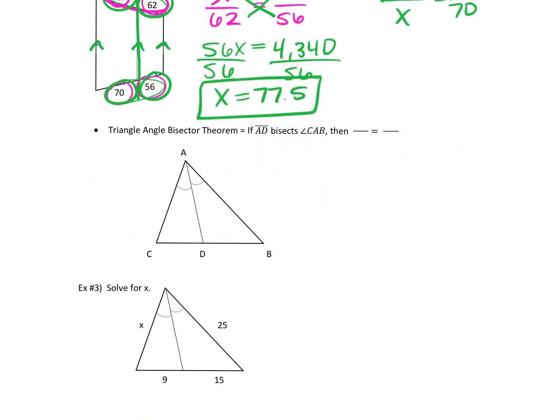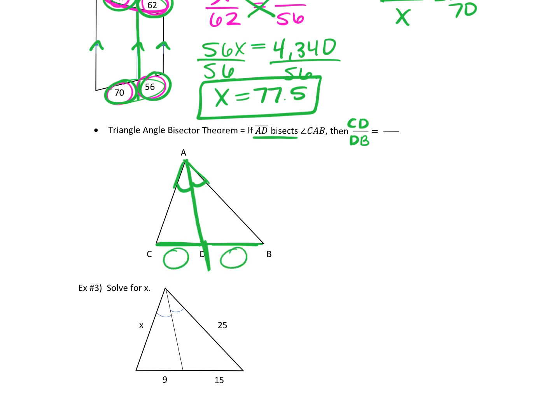And basically what it says is this: if AD, so if this segment here bisects, remember that's making two equal angles. Okay, so if it bisects this angle CAB, then, now here's the thing again. If you take that line, that bisector, and make it like a bar, it'll give you your ratio again. So CD over DB will equal, okay, so this piece over this piece.